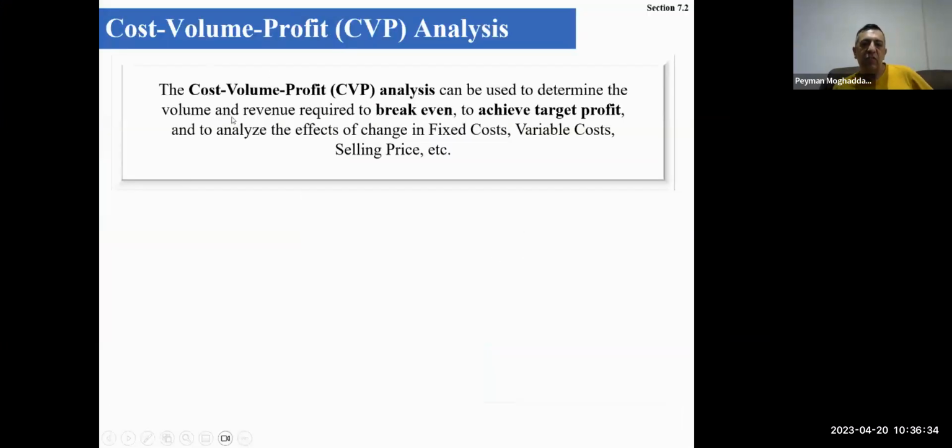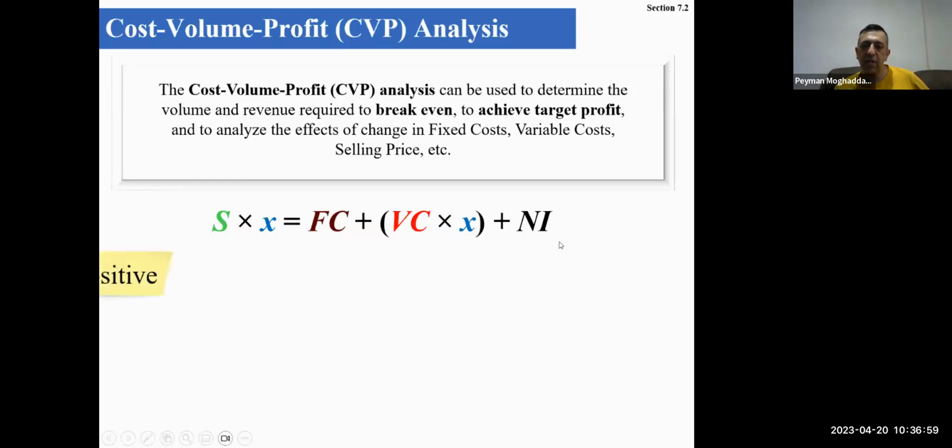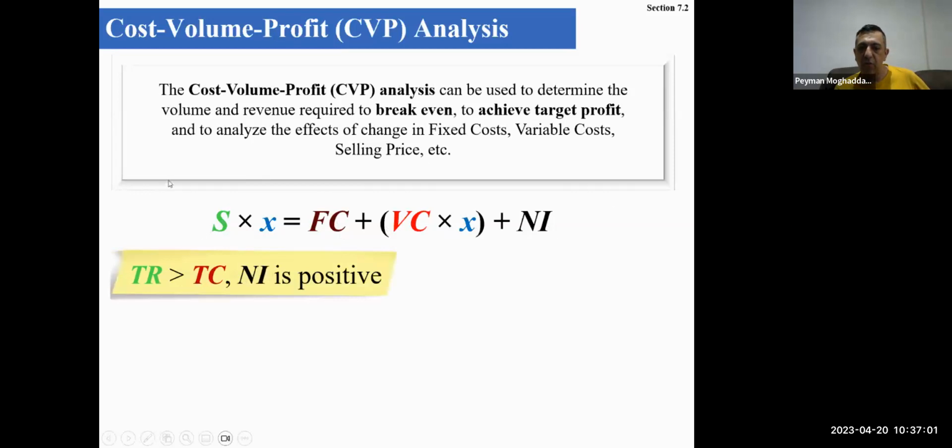Okay, the last thing which we learned in this course was cost volume profit analysis, right? So in that case, you can make that equation. Total revenue is S multiplied by X, selling price by number of units, equal to fixed cost plus total variable cost, which is X multiplied by variable cost, plus net income, right? So that's the whole thing which we learned, all in one equation. Total revenue equals total cost plus net income. That's the whole equation in terms of the variable X, right?